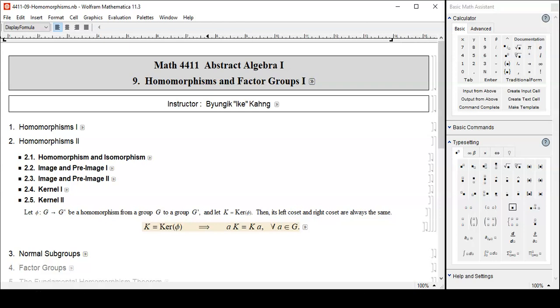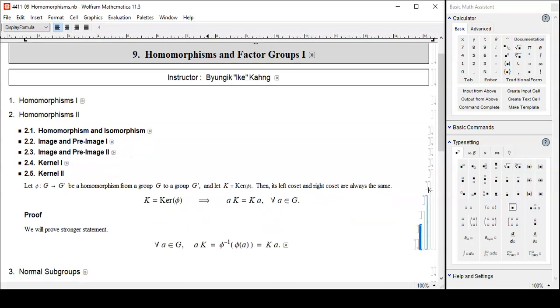For non-abelian groups, on the other hand, this is not always true. We already went through an example like that. In a symmetric group with 3-cycles and transpositions, we created a counterexample already. For kernels, however, this is true. The left coset and right coset are always the same. And how do we prove that?